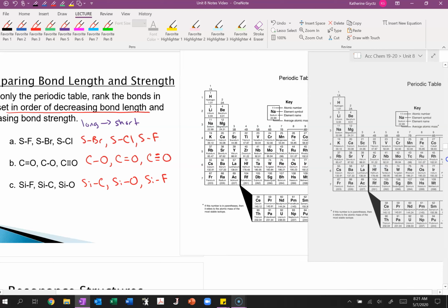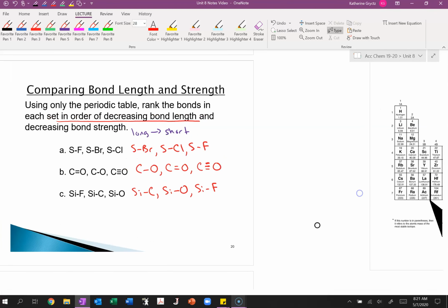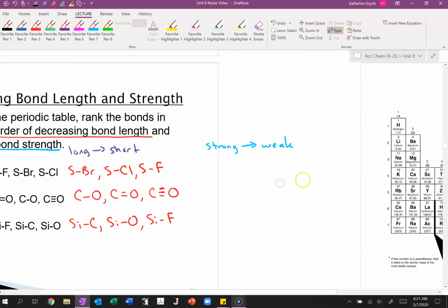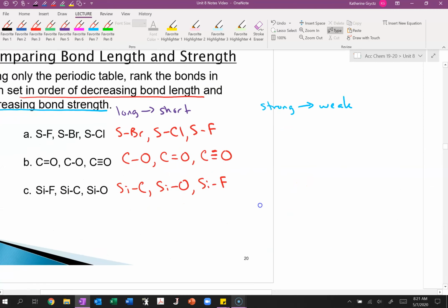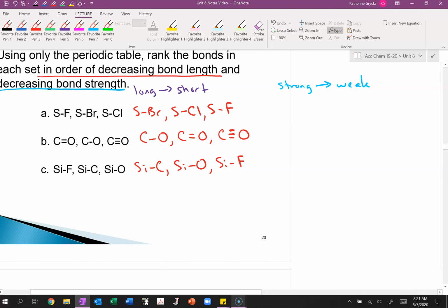So now we've got another set of directions to do. Okay, it says we're going to rank them in order of decreasing bond strength. So same sets. Decreasing bond strength means strong to weak. I got rid of the periodic table because we already have looked at all the stuff that we need for here. Remember that a stronger bond is a shorter bond. And so when we look at A, if I want to know the strongest, it's going to be S to F, then S to Cl, then S to Br. So the longest bond should be the weakest bond. The strongest bond should be the shortest bond.